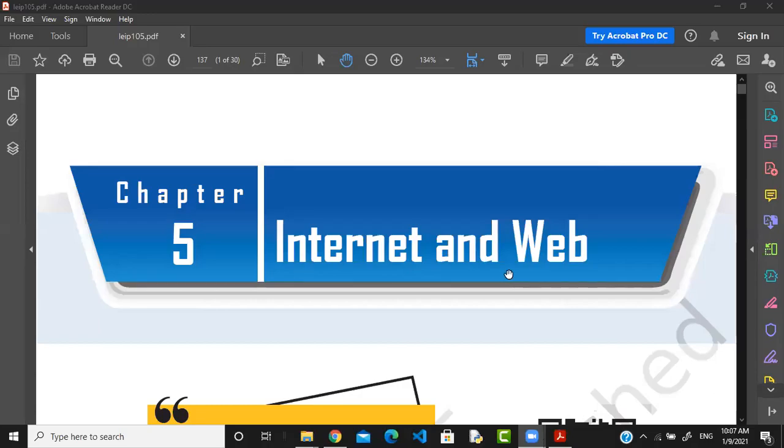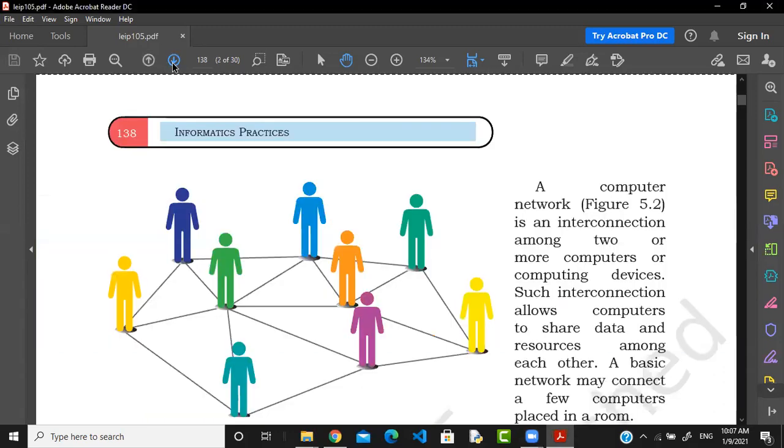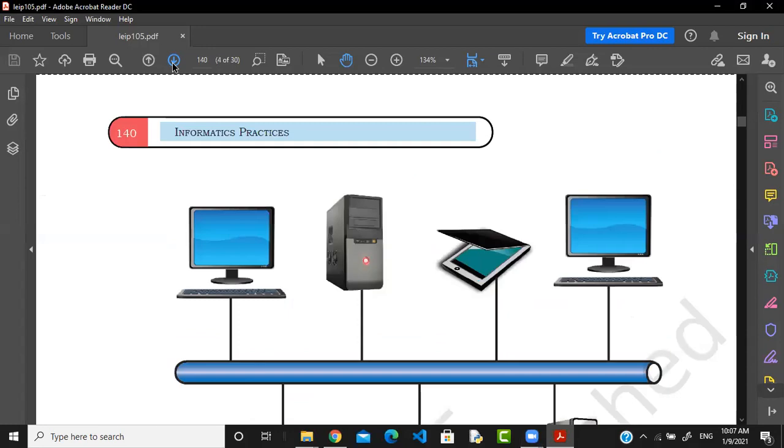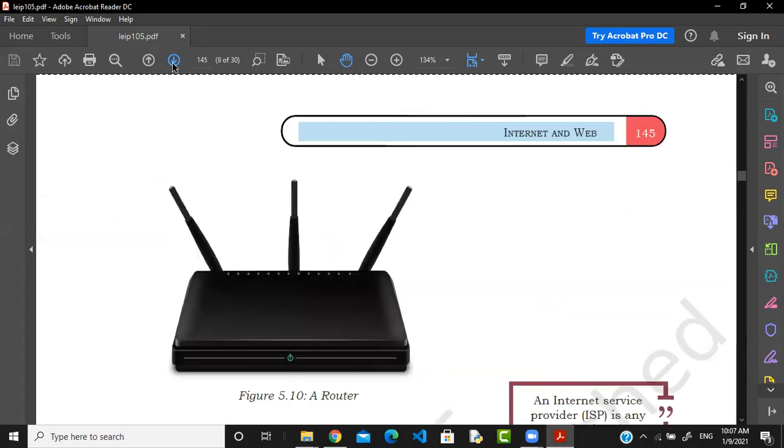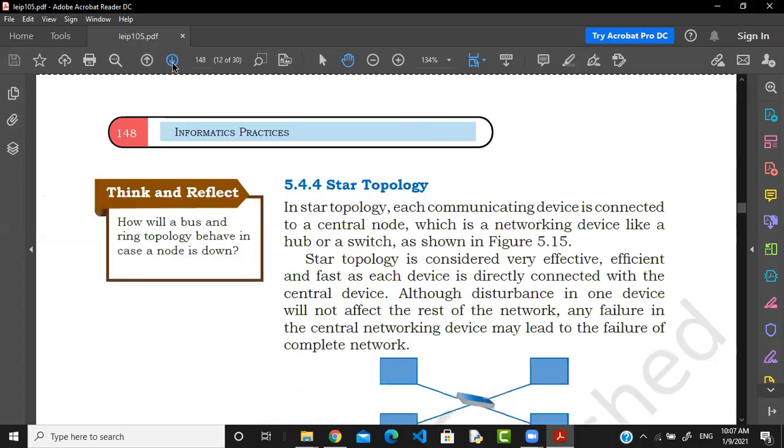So in chapter 5, Internet and Web, also known in your syllabus as Introduction to Computer Networks, we have already discussed what a computer network is, the types of networks, and what networking devices are required. These things we had already discussed, and we are now talking about topology.